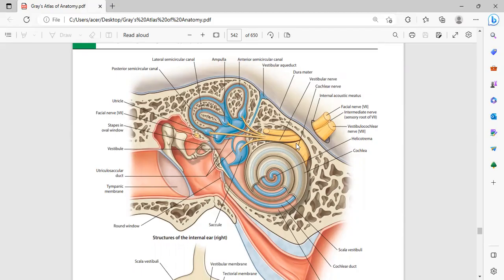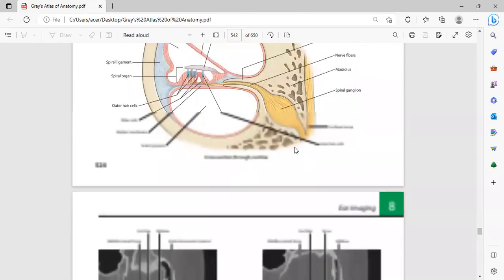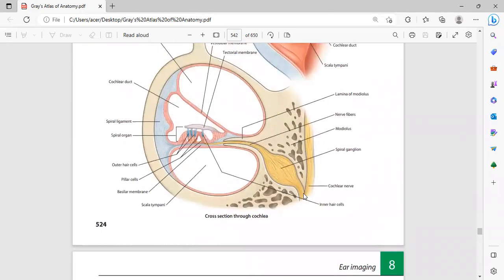The cochlear nerve will perforate this modiolus. Okay, remember this modiolus that we talked about before. So it will perforate this modiolus, and after perforating the modiolus, it will enter the cochlear duct through this spiral lamina. So remember we said that the modiolus has these bony projections called spiral lamina, which project into the cochlear duct.